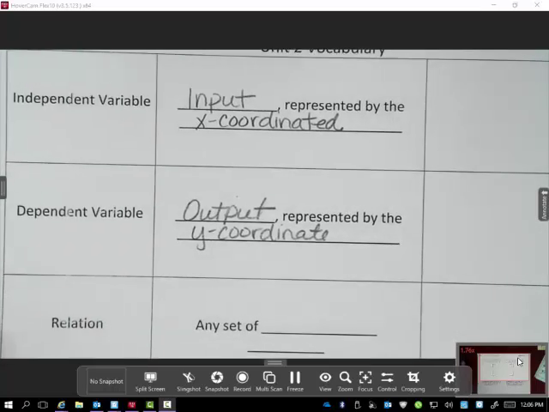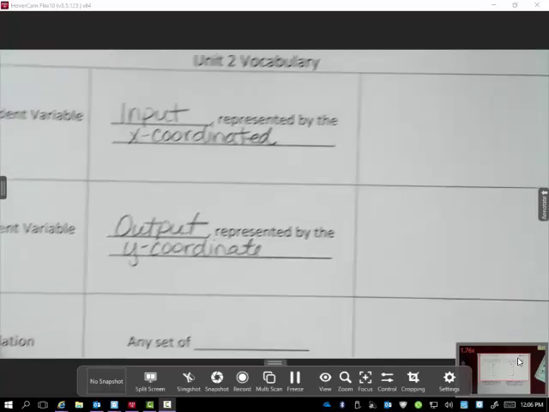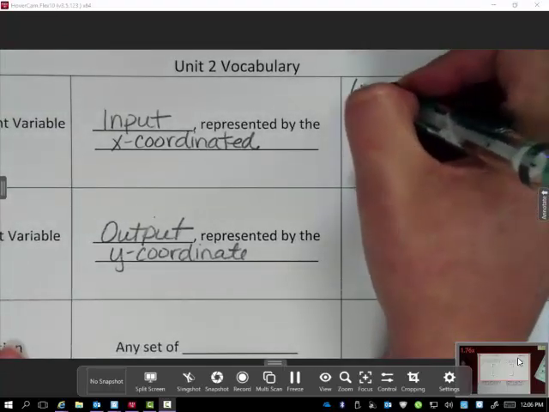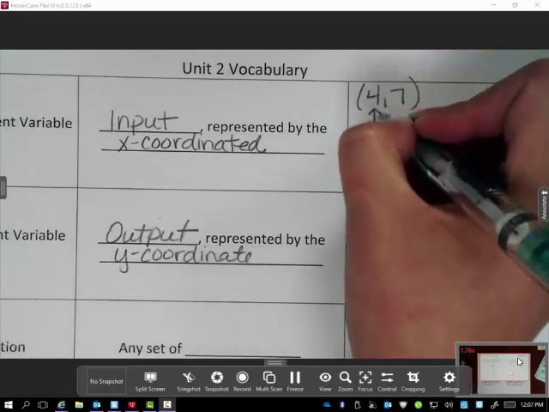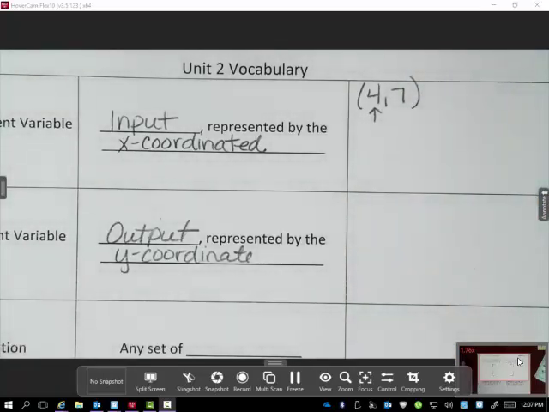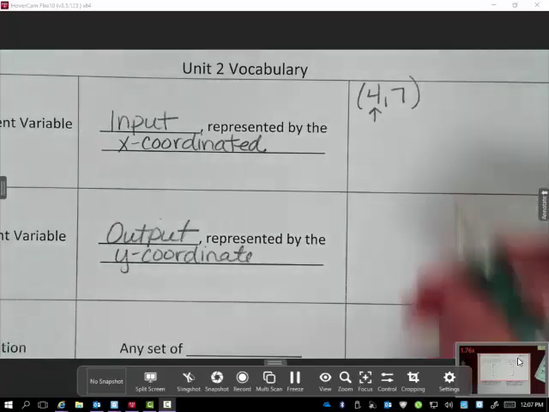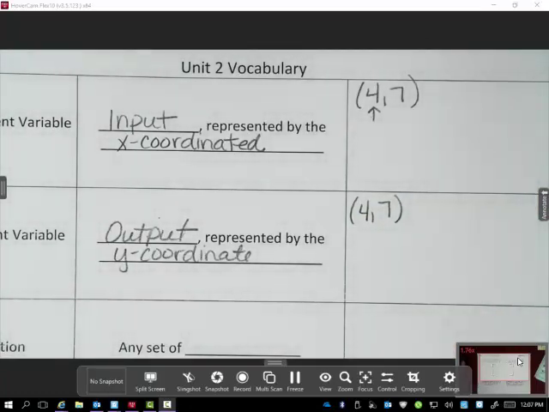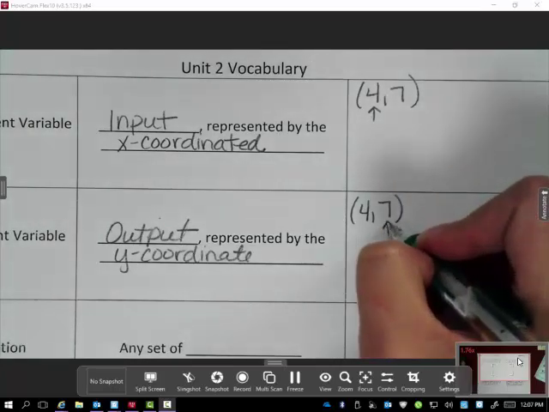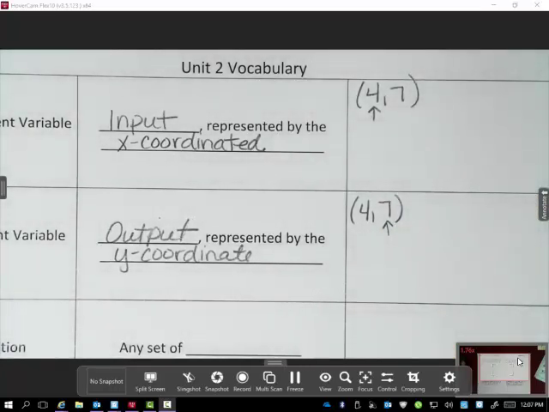Okay, so let's look at what this looks like in a situation. If I give you this ordered pair, which one of those numbers is my input? The 4, because it's in the X place, right? Which means, is it independent or dependent? Independent. All right, if I use the same one here, which one of those numbers is my dependent variable? The 7, because it's my output or Y coordinate.